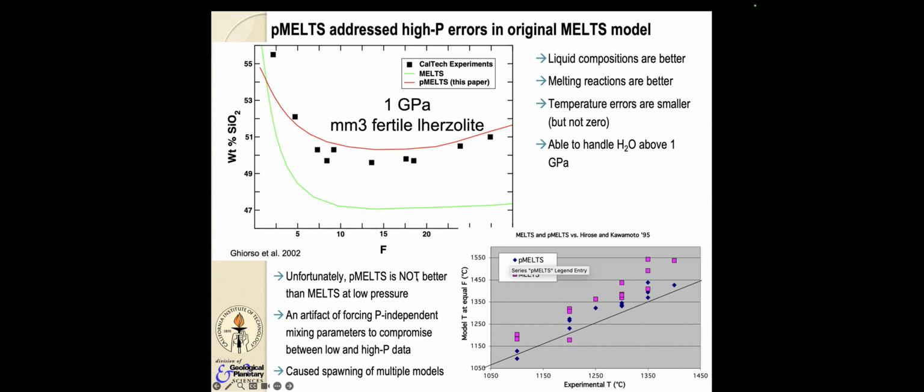The other thing, and this is important to realize, is that at low pressure, at ambient pressure and pressures less than a few, maybe half a GPa, pMELTS is not better than MELTS because of the assumptions that go into the formulation of the model, that the mixing parameters are independent of pressure, and because our knowledge of the equations of state is imperfect. When you add more high pressure constraints, the model gets better at high pressure, but it gets worse at low pressure. And so the introduction of pMELTS caused the spawning of 2 parallel models, MELTS and pMELTS, one for high pressure, one for low pressure. It would have been nice if pMELTS were just better everywhere, but it's not. So now we have these 2 versions of the model.